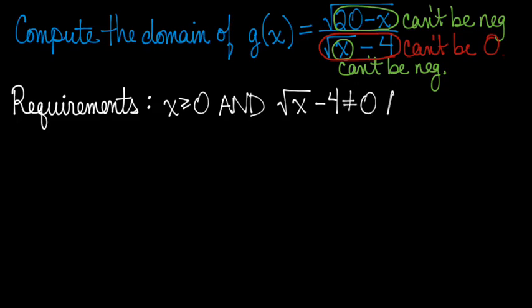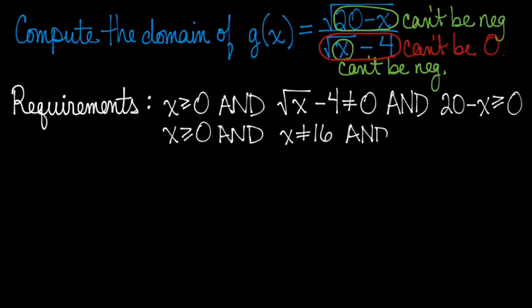X needs to be greater than or equal to 0. Square root of x minus 4 not 0, and 20 minus x greater than or equal to 0. Did you notice how there's no radical here or here? I don't need to write those radicals when I'm writing my requirements, just the stuff inside of them. Now the first one's already solved, the second one we did before in the previous example, and the third inequality is pretty easy to solve too. You get 20 greater than or equal to x, or x less than or equal to 20.